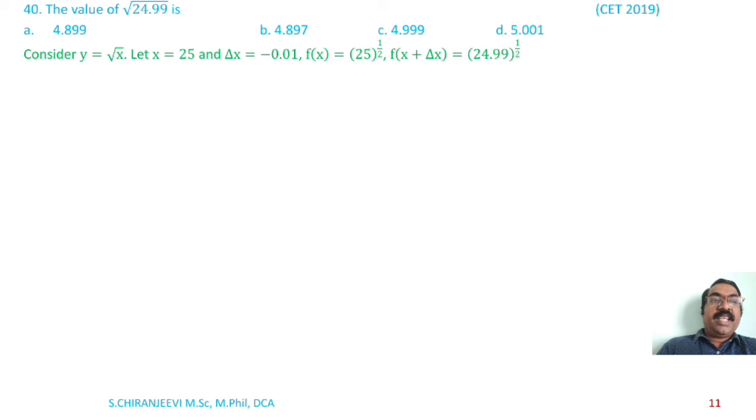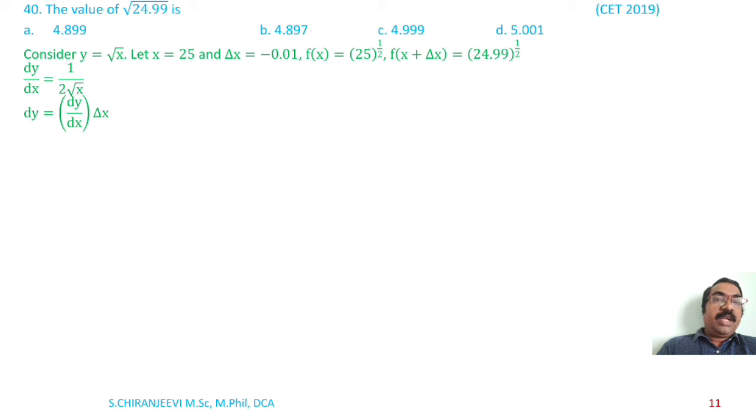Or you need to go by the same procedure, y equal to root x. The nearest value of x will be 25, delta x will be minus 0.01. So f of x will be 25 power 1 by 2, f of x plus delta x will be 24.99 power 1 by 2. So now differentiation of y will become dy by dx and differentiation of root x is 1 by 2 root x.